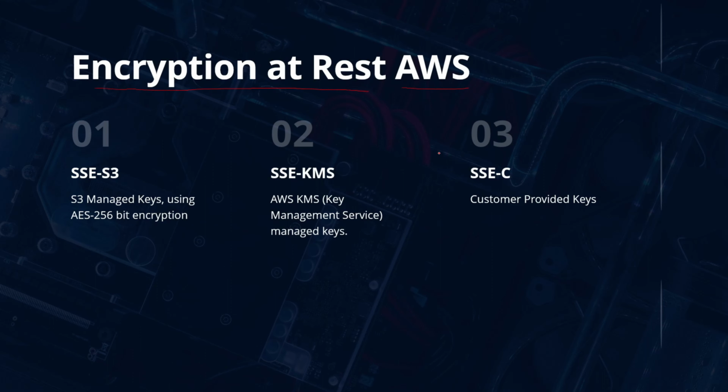So AWS basically gives you three different ways in which you can control the encryption that takes place. The first way is SSE-S3. Now, SSE stands for server side encryption, and S3 is the S3 bucket. So what this is, basically, is S3 managed keys using AES 256-bit encryption. So if you choose the option SSE-S3, the encryption keys are managed by S3, and it uses AES 256-bit encryption to encrypt your buckets.